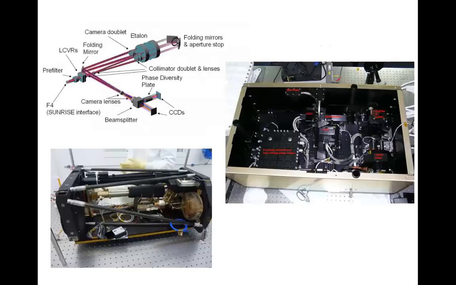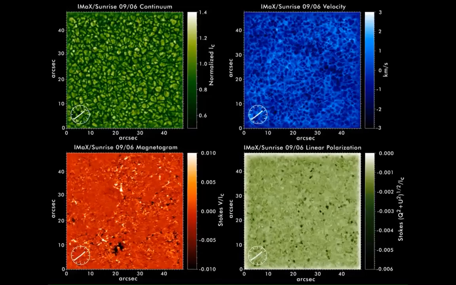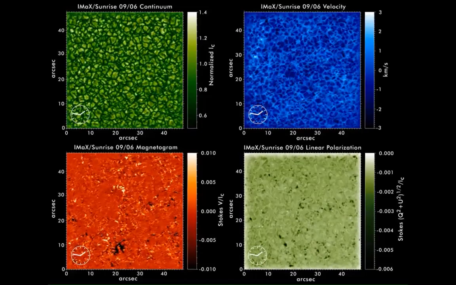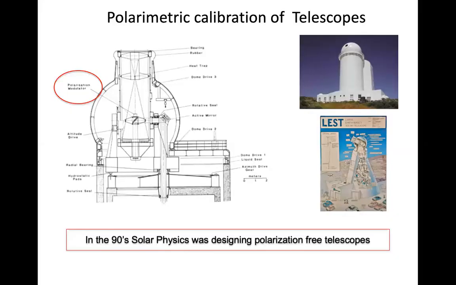Well, it works. So this is the IMaX, the magnetograph that I built that had that. This is V, it's Solar Orbiter, and it's using that technique. Here you see that it did work beautifully. And for all this, I wasn't the first one.